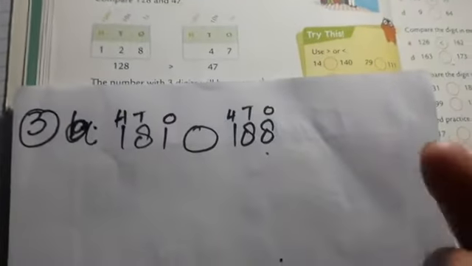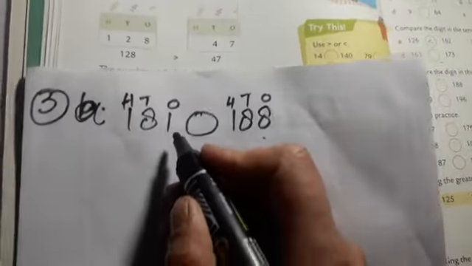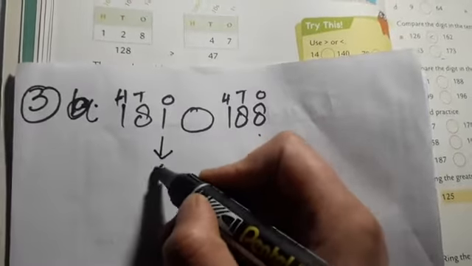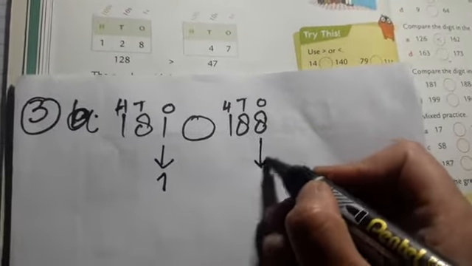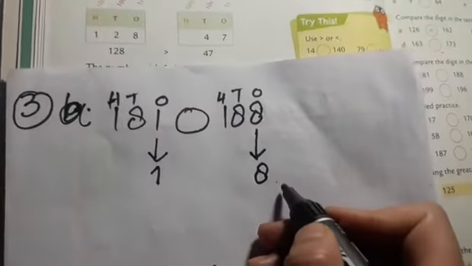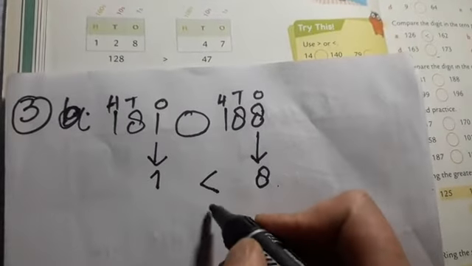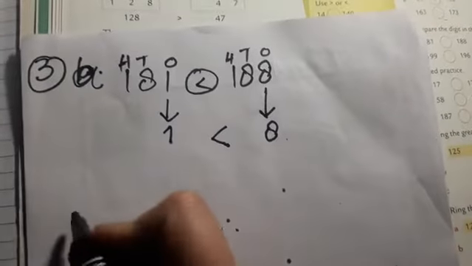Now where we have to compare the numbers, only in the ones place. In ones place here is 1, and here in ones place here is 8, and we can simply say that 1 is smaller than 8. ठीक है, 1 किससे, 8 से छोटा होता है. So we'll put here a smaller than sign. Okay, got it? It's so easy.